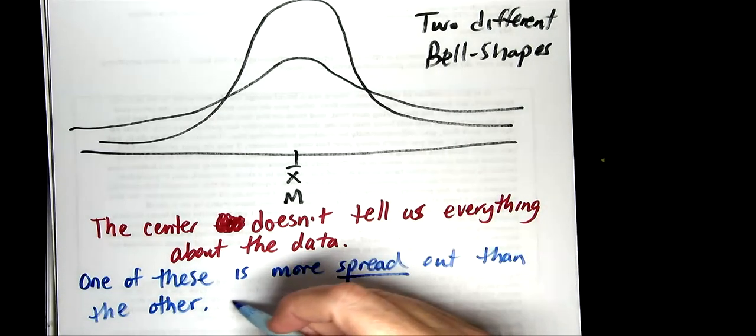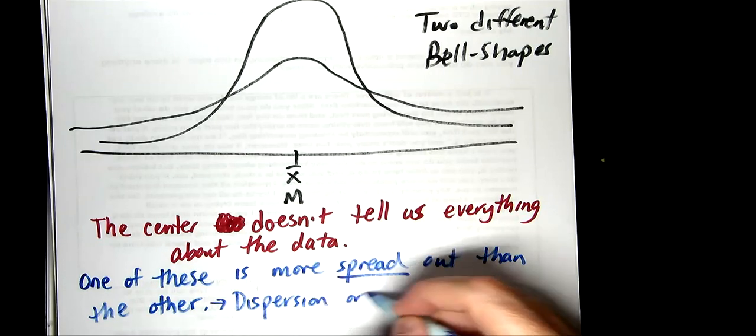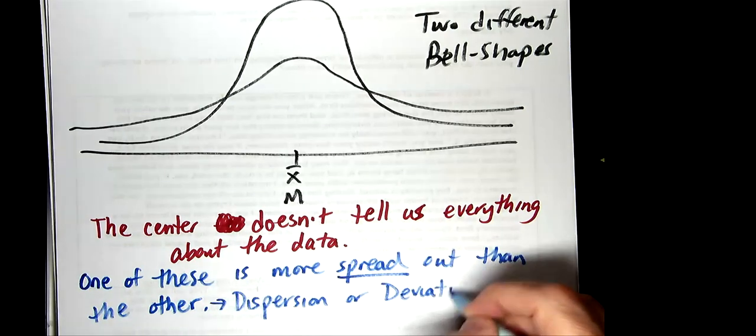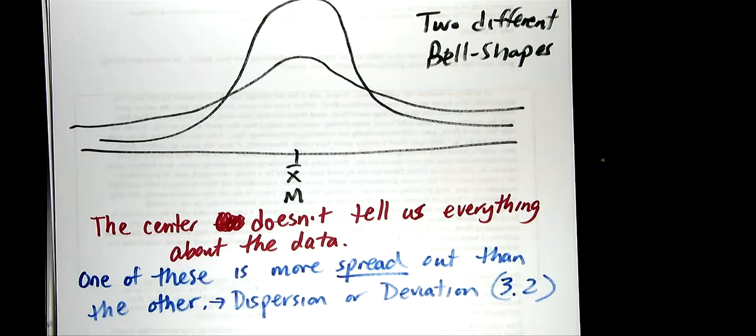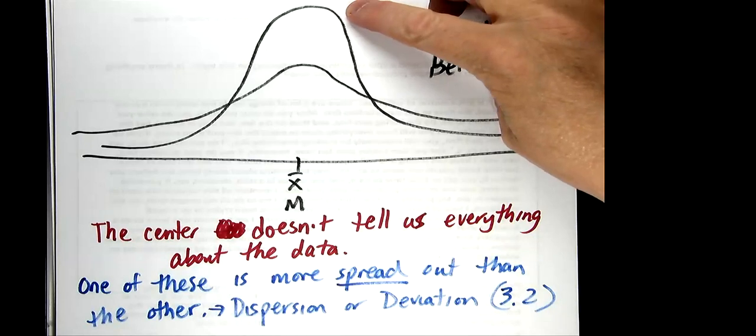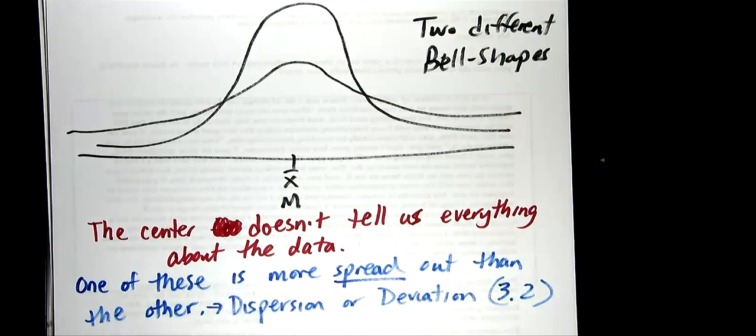The word we use for spread is called dispersion or deviation. And this is what we're going to do on Thursday in 3.2. So having the center and some way to measure the dispersion, or how spread out the data is. If this is a pile of sand, the tall one's got the sand all humped up in one spot in the sandbox. This one, the sand's spread out a lot. There's still a hump, but it's nowhere near as big. The sand is deeper everywhere.